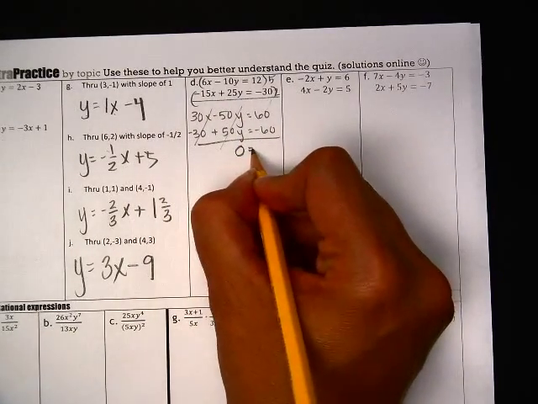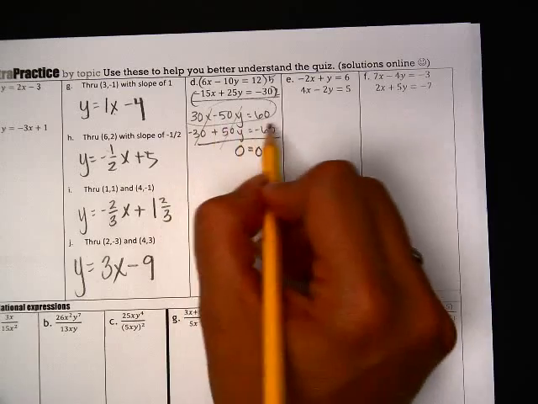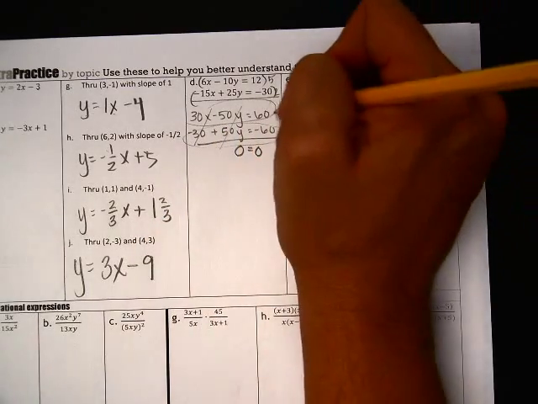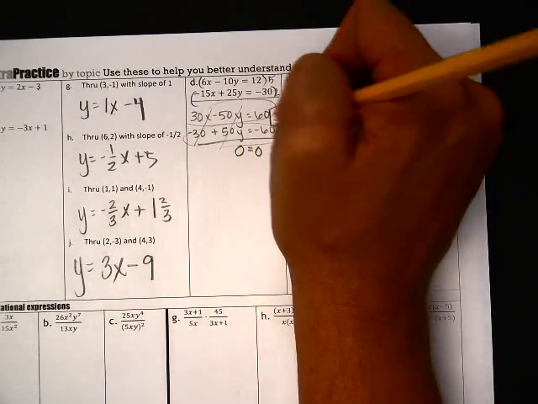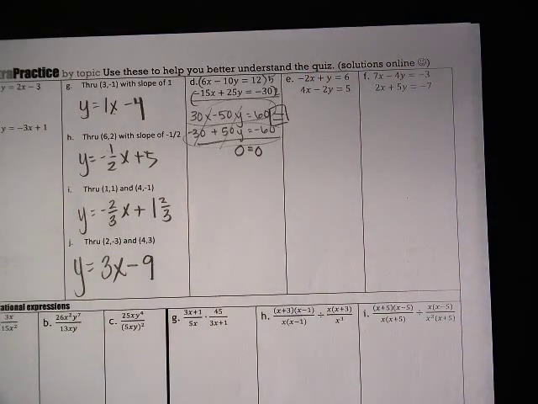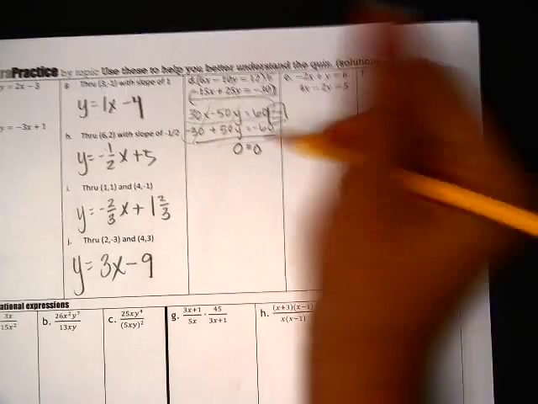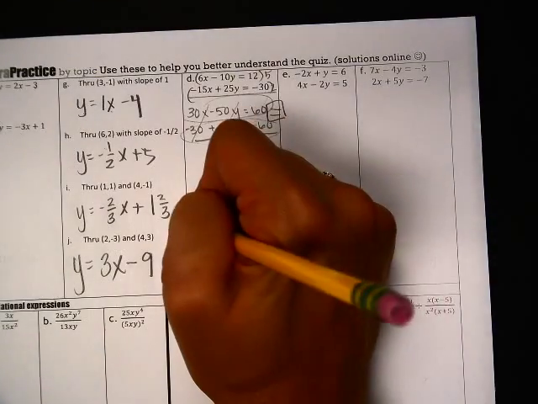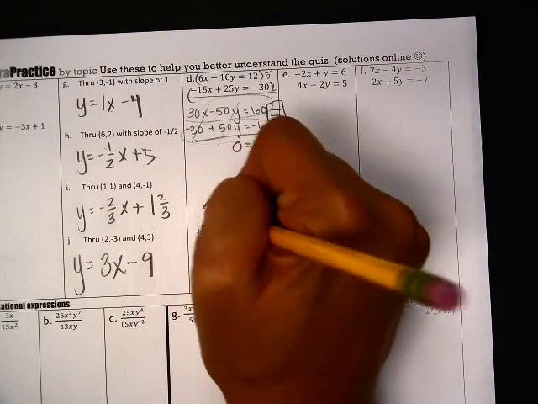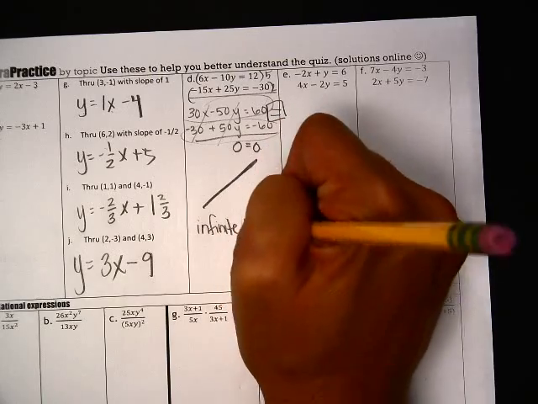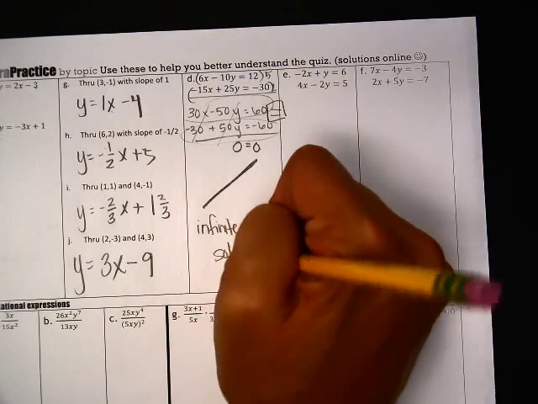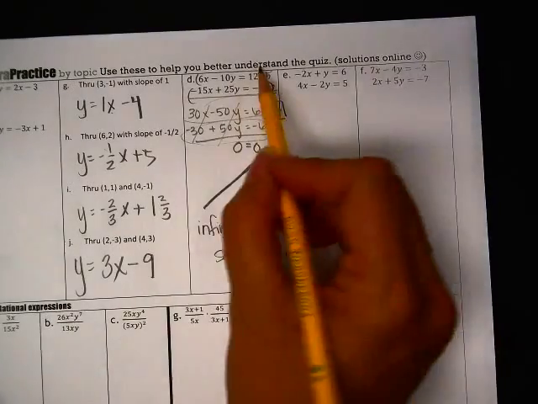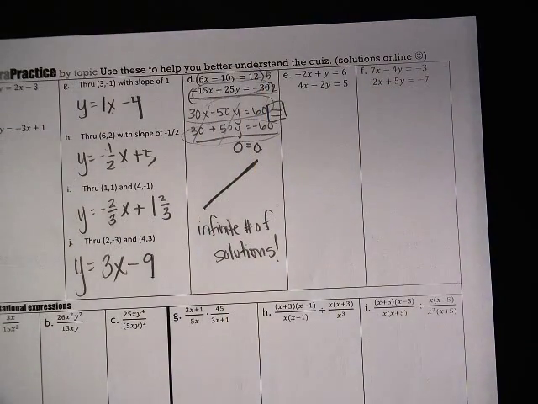This is 0 equals 0. If something eliminates something else, that means they are equal to each other. And when we're talking about lines, that means they are in the same exact location. So 0 equals 0 doesn't mean no solution. 0 equals 0 means the two lines are one right on top of each other. So that means there is an infinite number of solutions, and they all lie on this line since both of them are identical to each other.